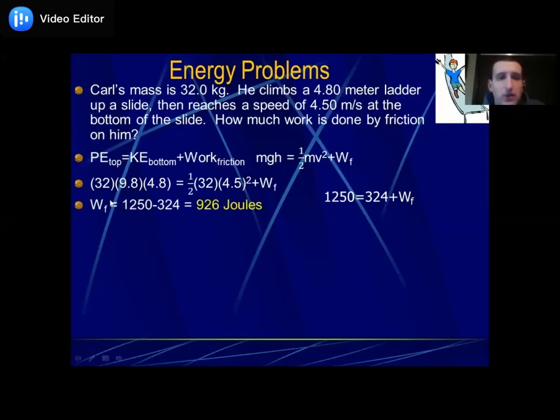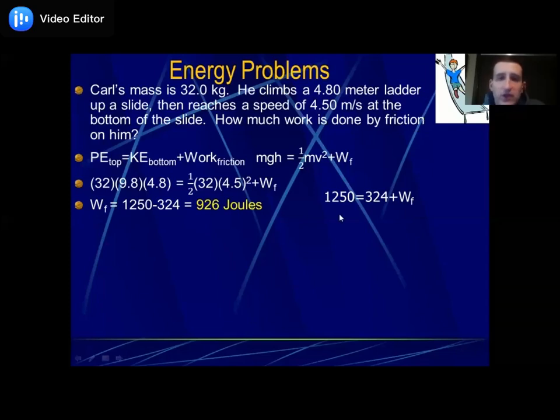So we subtract those two, and we end up with the work from friction is 926 joules. 926 joules is how much work was done to Carl based on the fact that this is how much energy he started with, and this is how much energy he ended up with. And the difference in those is going to be what was taken away by friction. So that's a friction example.